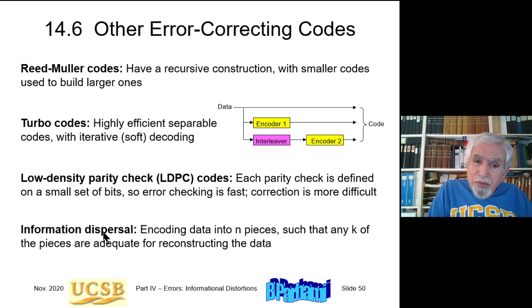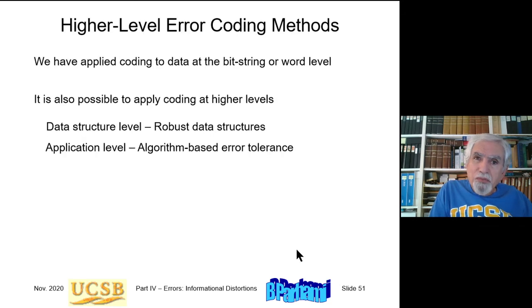And information dispersal, which basically encodes data into n pieces such that any k of the pieces are adequate for reconstructing the data, is a form of error coding. So you basically tolerate up to n minus k erasures in this case. So you have n pieces of data, any k of which are adequate to reconstruct the original data. So if n minus k pieces disappear or are erased, you still will be able to reconstruct the data. So this is a kind of erasure code.